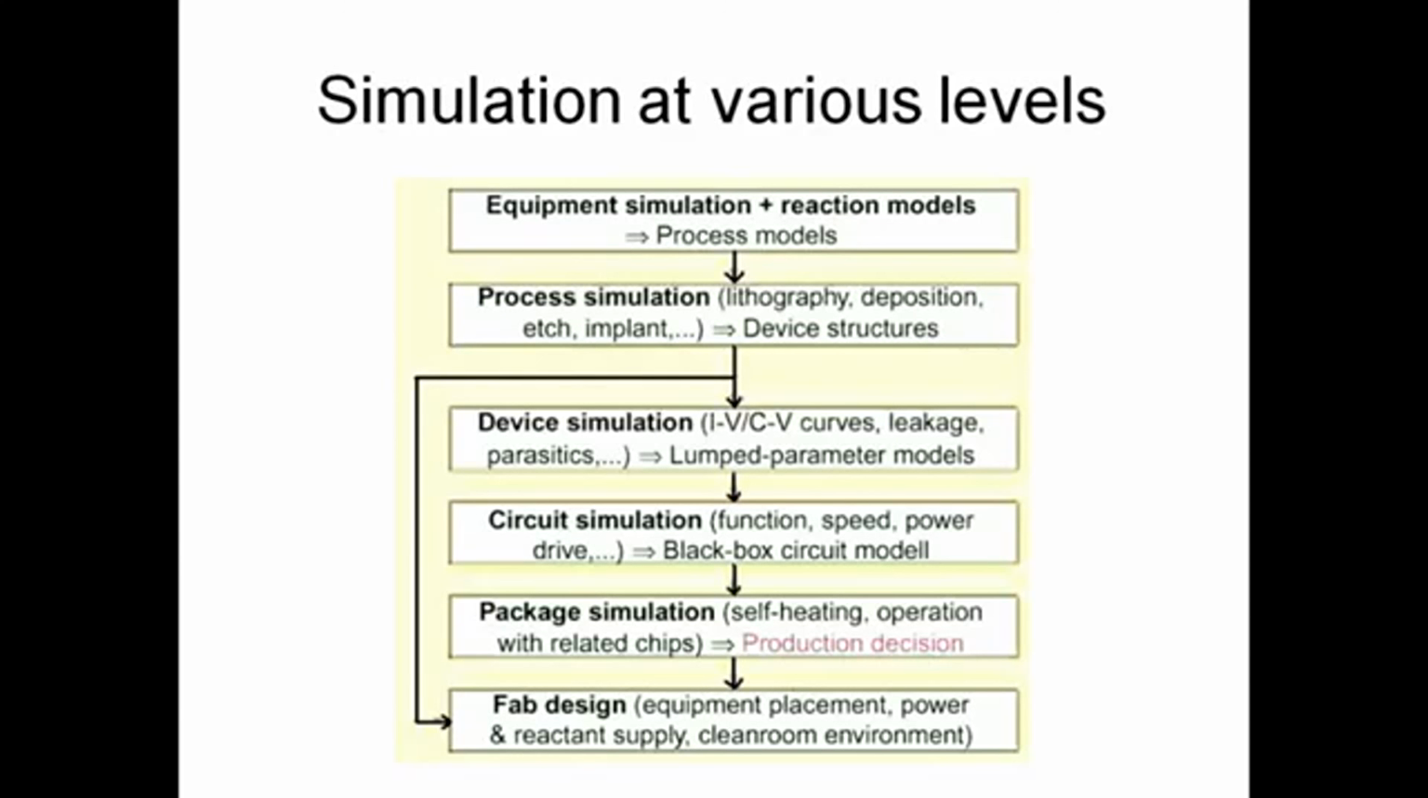Then different IC processing steps can also be simulated, like lithography, different layers, deposition, etching, implantation, diffusion, etc., which can give you the structures. Then you have the device level, based on the device simulators and the basic device physics. From the device simulators, you can extract a lumped parameter model, sometimes known as compact models, which can be used in circuit simulation. And then even package simulation is possible, which can help you in finding out the self-heating operation with relation to other chips, etc.